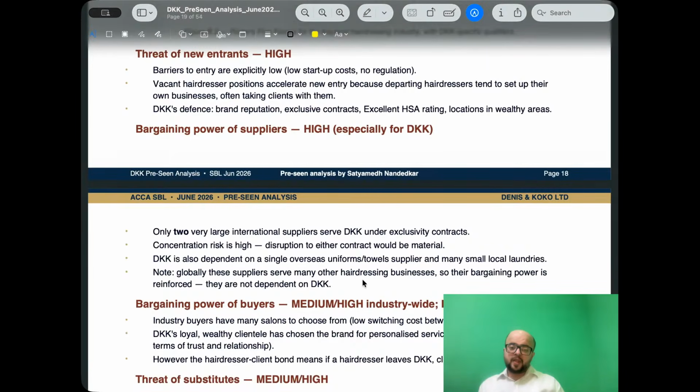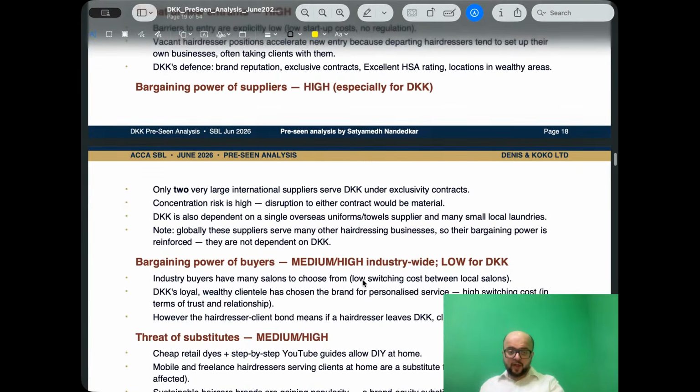Globally, these suppliers serve many other hairdressing businesses, so their bargaining power is reinforced. They are not dependent on DKK, but the company is dependent on them because for each of these activities, they have just one supplier. So that makes the company way more vulnerable.